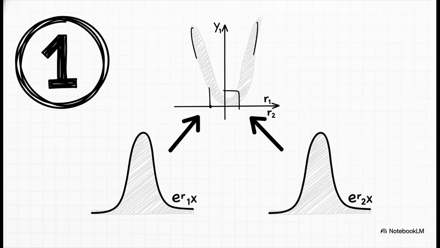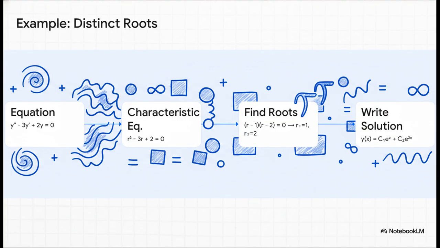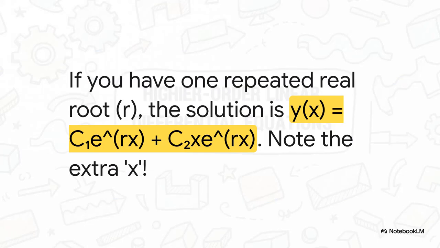So, case 1. If that quadratic equation gives you two different real numbers as roots, let's call them r1 and r2, then boom, your fundamental set is just e to the r1 times x and e to the r2 times x. Done. For example, this equation turns into r squared minus 3r plus 2 equals 0. You can see right away the roots are 1 and 2. So we can immediately, without any more work, write down the general solution: c1 times e to the x plus c2 times e to the 2x. It's that fast.